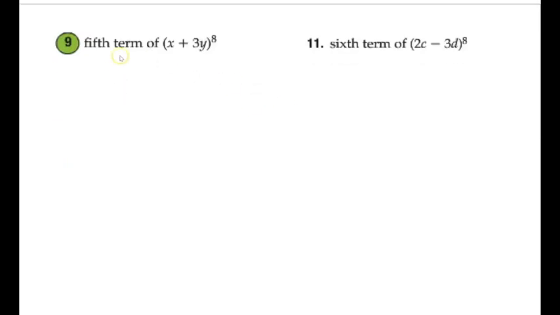I want the 5th term of this. So before I even look at this, let's set up what we know. I know it has to be an 8. I know the first thing has to be an X. And the second thing has to be a 3Y. That's what I know just from the very start. It could be any question. I know I'm going to have that no matter what.